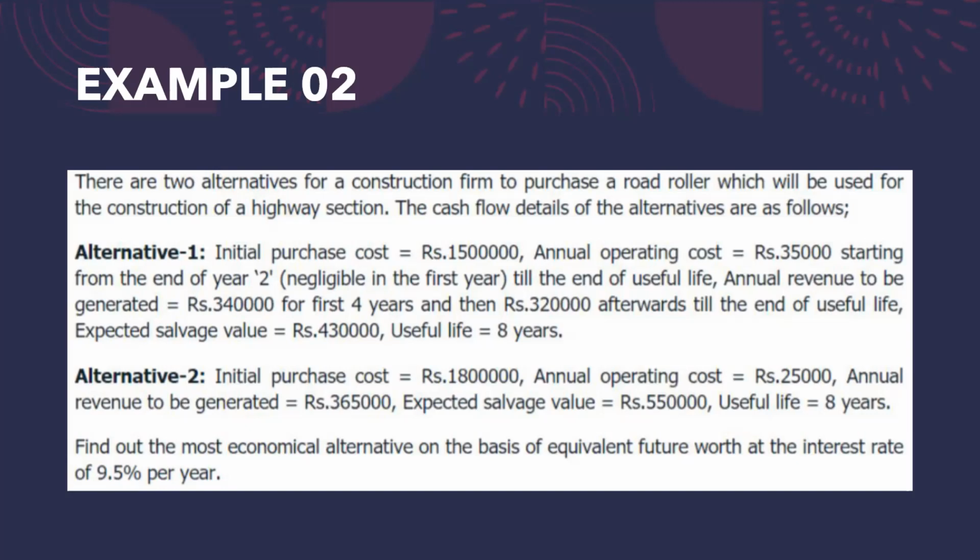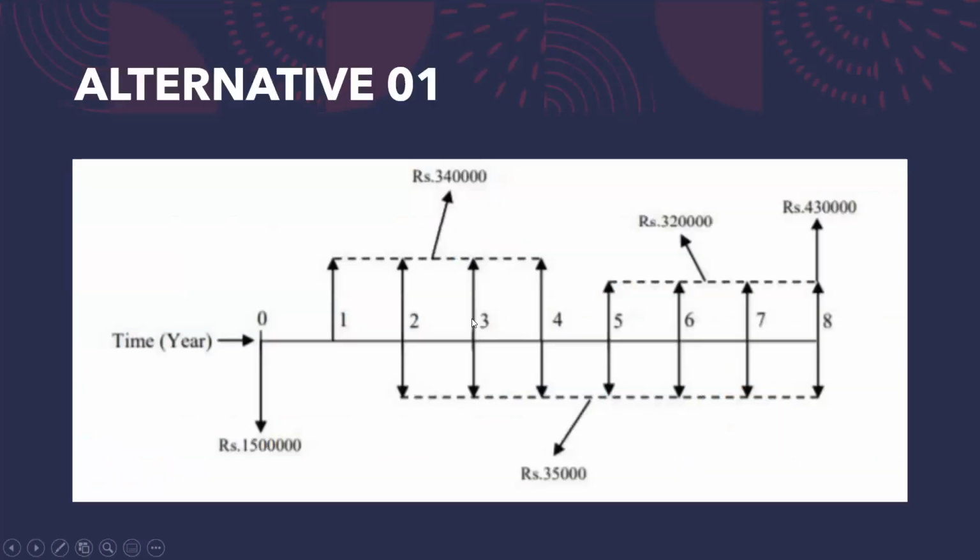Okay, it seems others have not tried yet. So I'll show you how to do this as well. First of all, if I draw the cash flow diagram for alternative number one, it will look like this. At the start of the alternative, there's a cash outflow of 1.5 million.